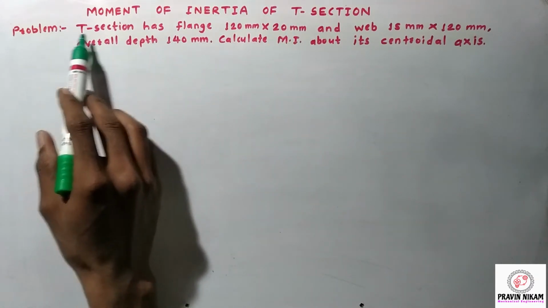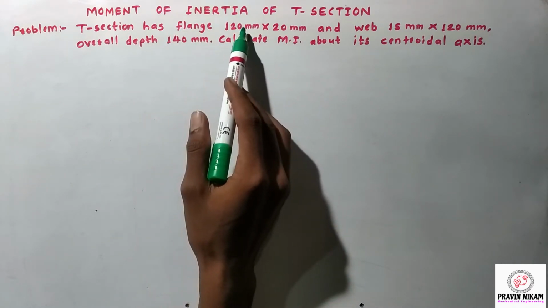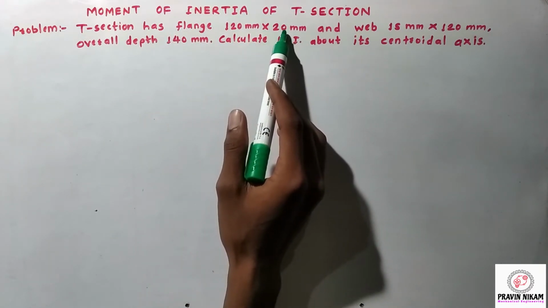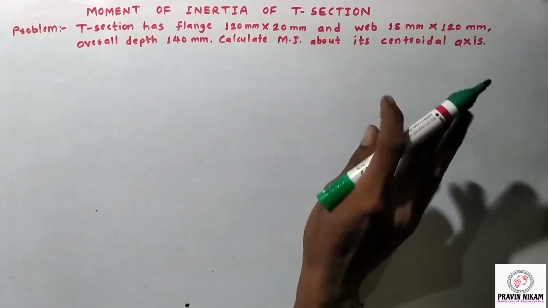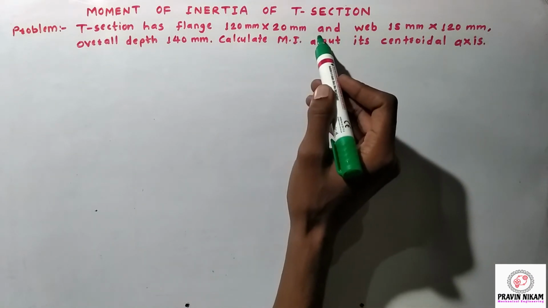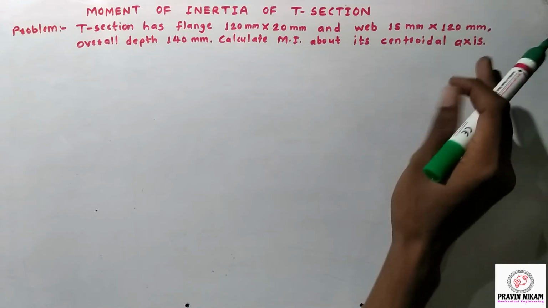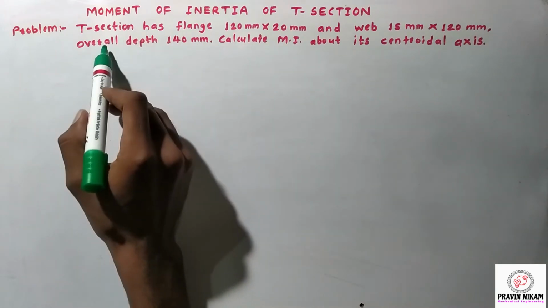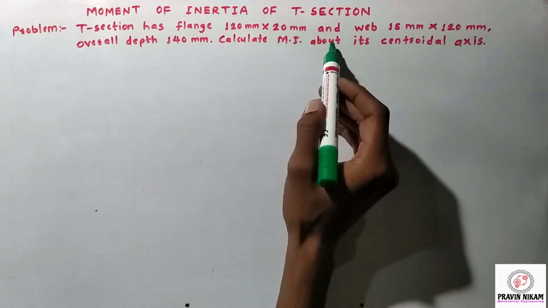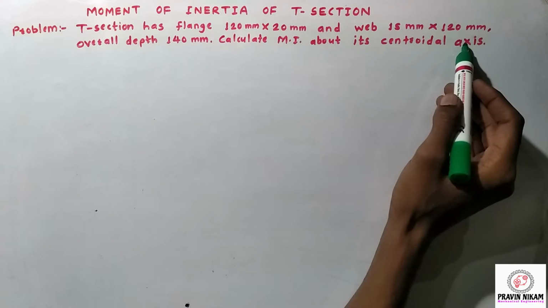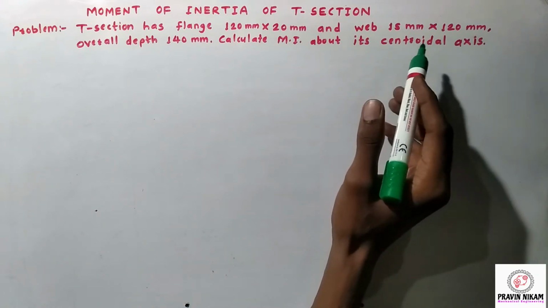Now this is the problem. T section has flange 120 mm into 20 mm. Flange means the horizontal flange. And web 15 mm into 120 mm. Web means the vertical side. Overall depth is 140 mm. Calculate moment of inertia about its centroidal axes, that is Ixx and Iyy of the T section.